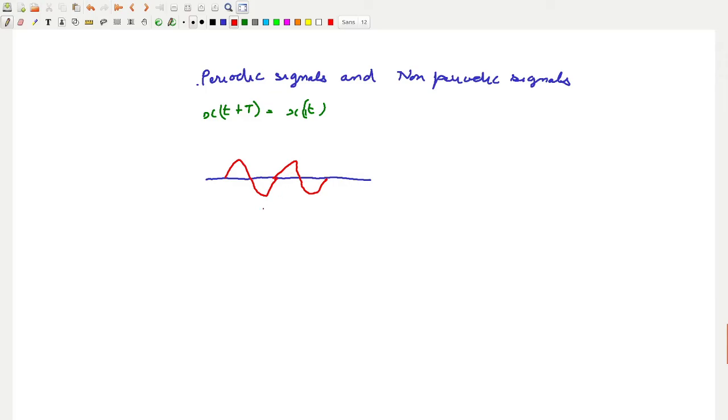Even a triangular wave is a periodic signal. A triangular wave repeats in time. This is the first period, it repeats as the second period, and it continuously goes on. So it's a periodic signal.